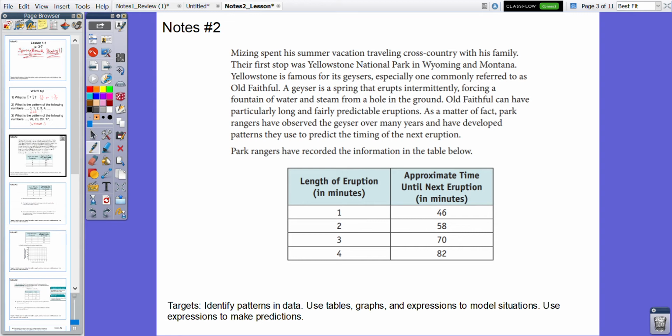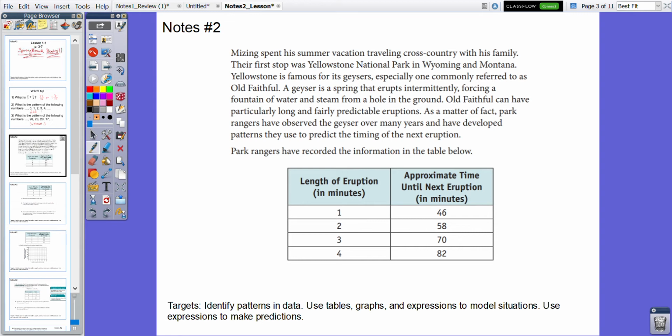So if you look at the top of page 3, it says, Meising spent his summer vacation traveling cross-country with his family. Their first stop was Yellowstone National Park in Wyoming and Montana. It's a beautiful place if you've ever been there. Yellowstone is famous for its geysers, especially one commonly referred to as Old Faithful. A geyser is a spring that erupts intermittently, forcing a fountain of hot water and steam from a hole in the ground. Old Faithful can have particularly long and fairly predictable eruptions.